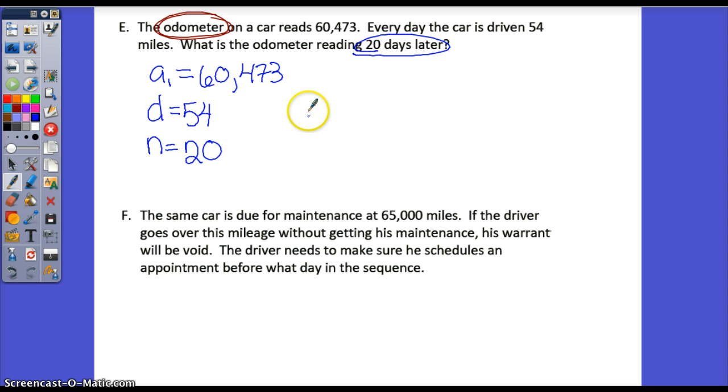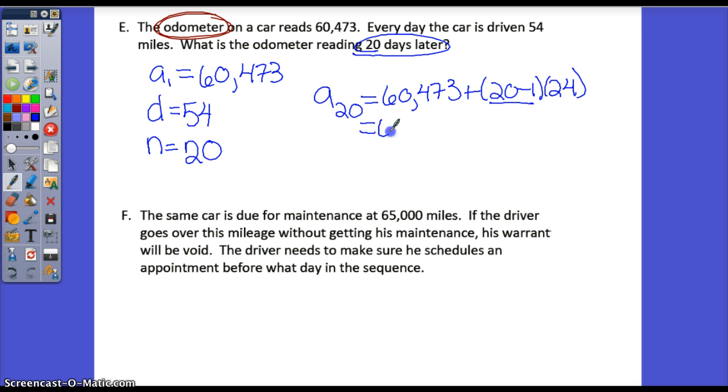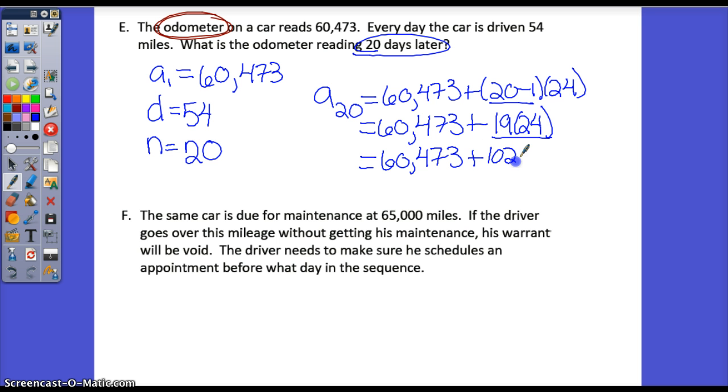So now when I plug it in, I have a sub 20 equals 60,473 plus 20 minus 1 times 54. 20 minus 1 is 19. 60,473 plus 19 times 54. Now we do our multiplication because that's what comes next in PEMDAS. 19 times 54 is 1,026.